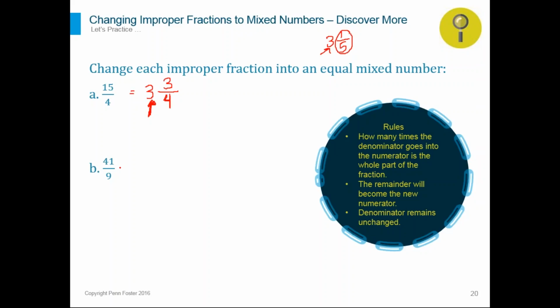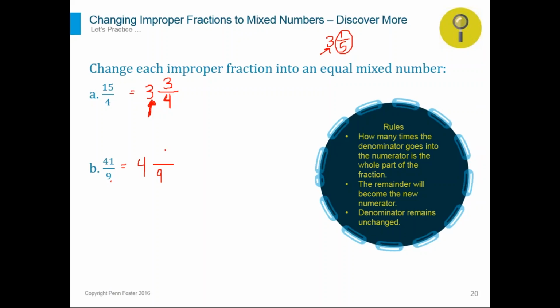Let's repeat the same thing with B. 41 over 9 is equal what in mixed number? Let's do it the calculator way. So to know that, I'm going to divide 41 divided by 9 equals 4 and some decimals. Take the 4, ignore the decimals. The denominator will be the same. It's going to be 9.